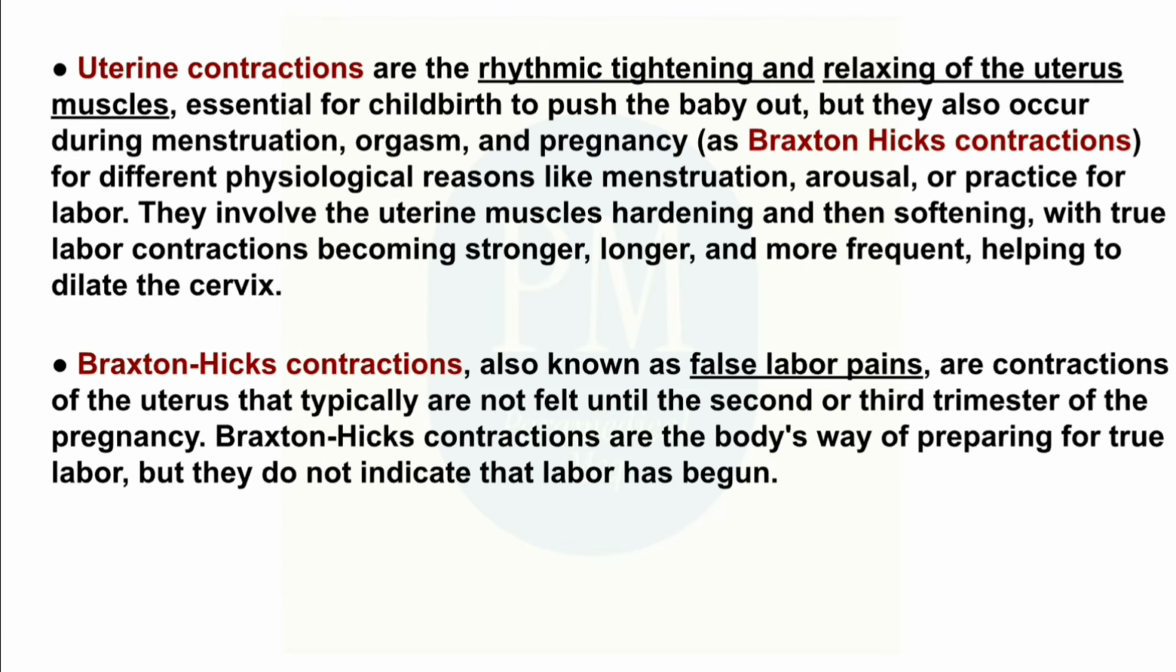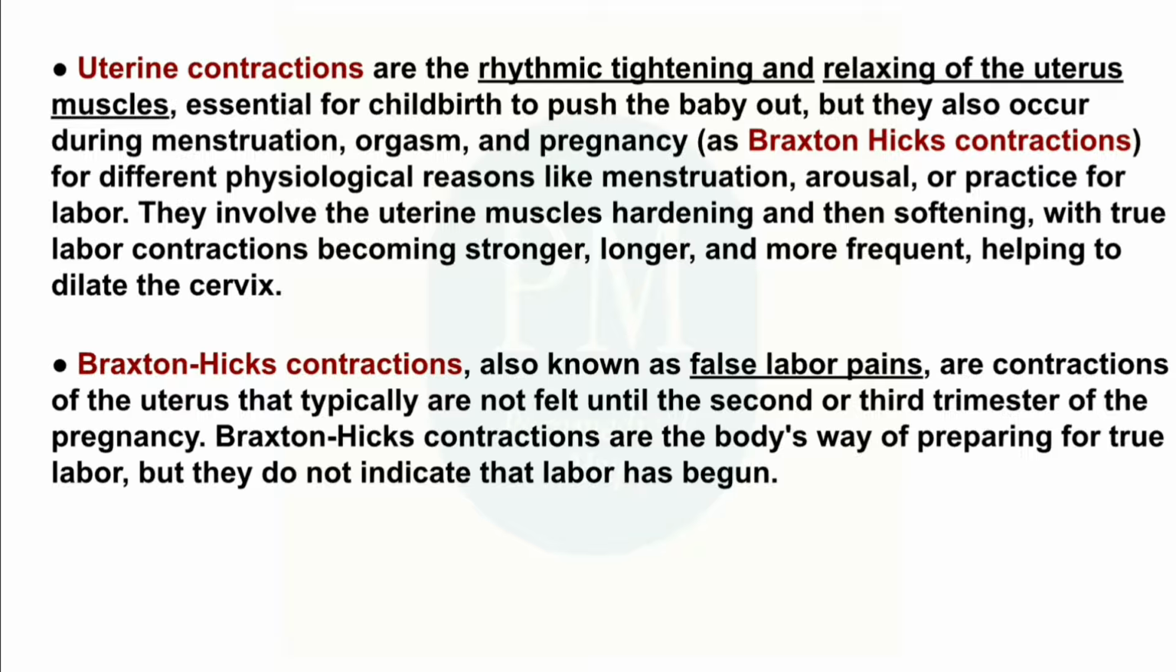Uterine contractions are the rhythmic tightening and relaxing of the uterus muscle, essential for childbirth to push the baby out, but they also occur during menstruation, orgasm, and pregnancy. For different physiological reasons like menstruation, arousal, or practice for labor, they involve the uterine muscles hardening and softening, with true labor contractions becoming stronger, longer, and more frequent, helping to dilate the cervix.